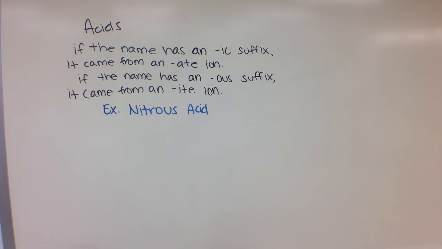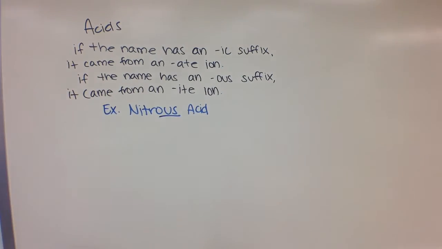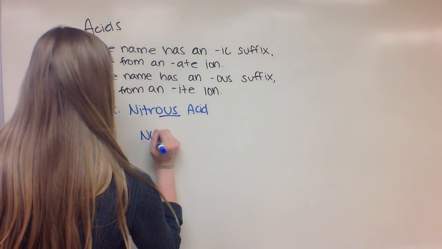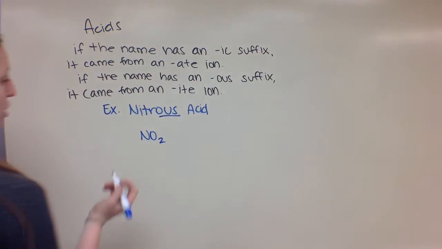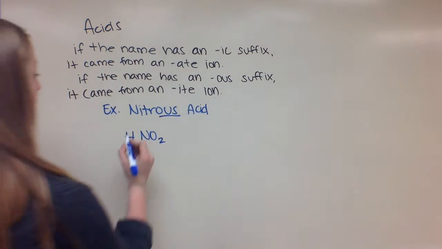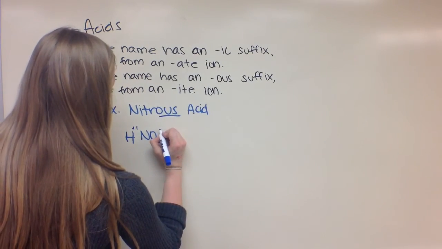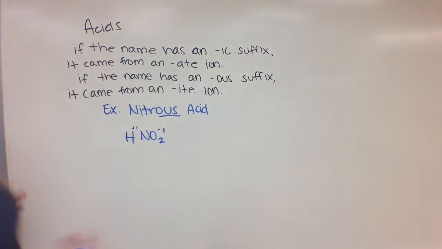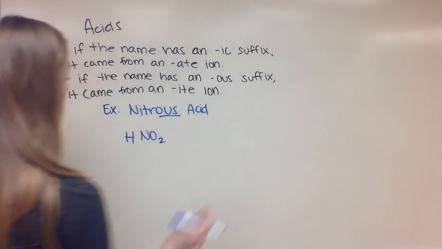An example is nitrous acid. Now because of the suffix us, we know that it had to come from a nitrite ion, which is NO2. Now we need to have an H in front because acids always start with hydrogen, and because the charge for hydrogen is +1 and the charge for the nitrite ion is -1, the two charges are already balanced. We don't need any subscripts, so our formula is just HNO2.